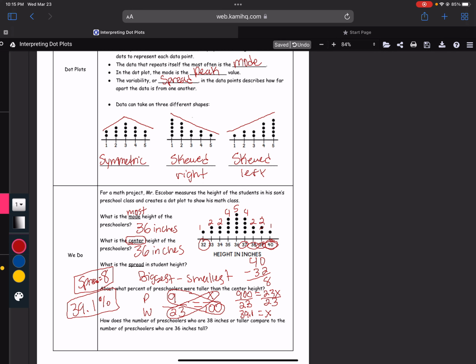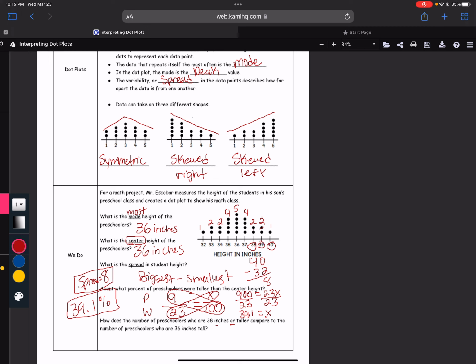So how does the number of preschoolers who are 38 inches or taller compared to the number of preschoolers who are 36 inches tall? So we're going to use the same information that we just used in the last problem. So we're going to say, how does the number of preschoolers who are 38 inches or taller? So 38 inches, let's go ahead and erase this so we don't get too messy and confused. 38 inches or taller. So it's talking about or. So we have 38 or taller.